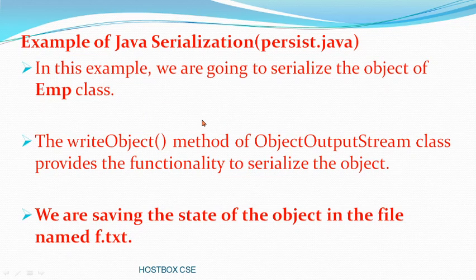Let's go for an example here. We're going to see two examples. One example is called Java serialization and deserialization, where we are going to serialize the object of an employee class. Also here, the writeObject method of the ObjectOutputStream class provides the functionality to serialize the object. And also we are going to save the state of the object in the file named f.txt. So we are going to see the program where we do both processes, and a copy of the data we write will be in the f.txt file.